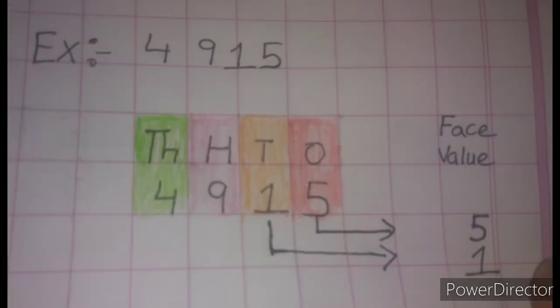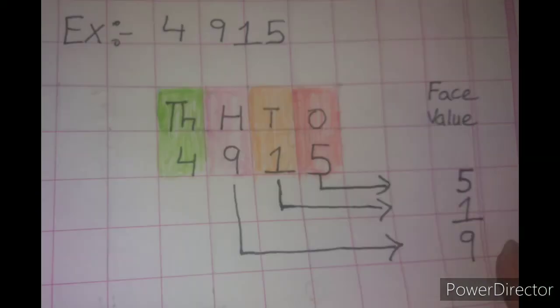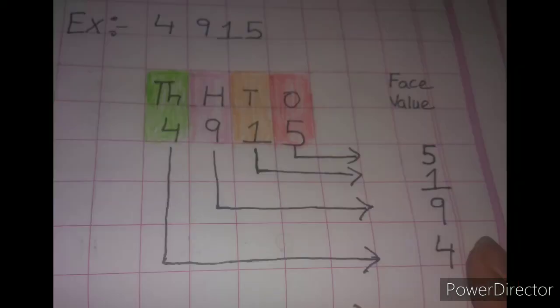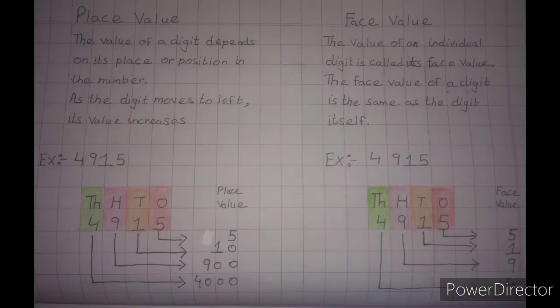Under the tens column the face value will be 1 as the digit is 1. Under the hundreds column the face value will be 9 as the digit is 9. And under the 1000 column the digit is 4, so the face value will also be 4. So it is the same digit, whatever is mentioned, that is known as the face value. Now the difference between place value and face value must be clear to all. Okay, let us move to the next topic.